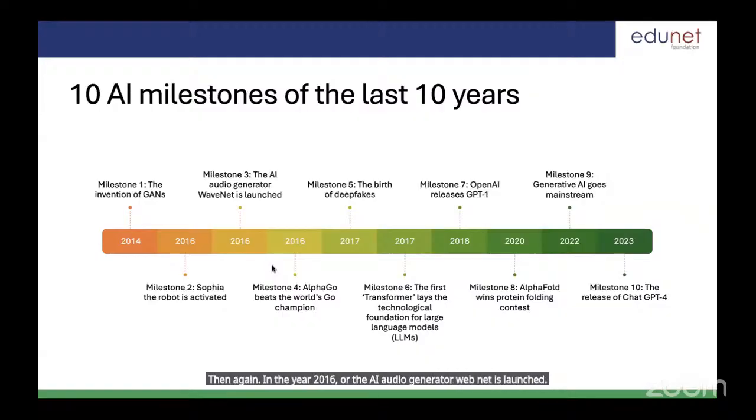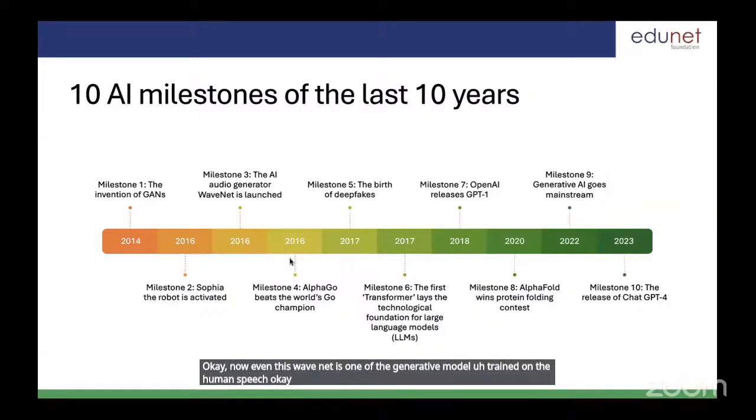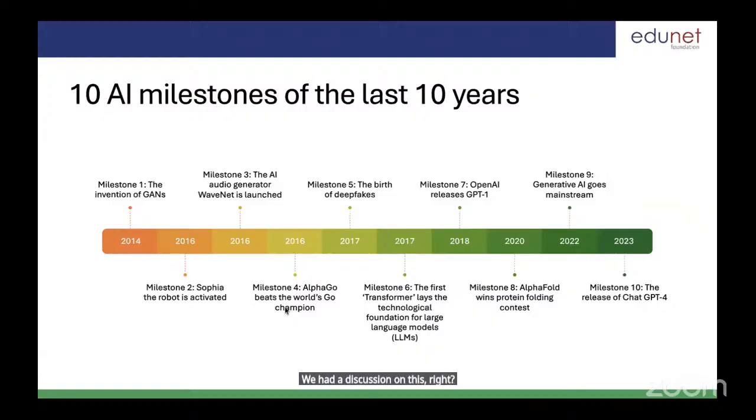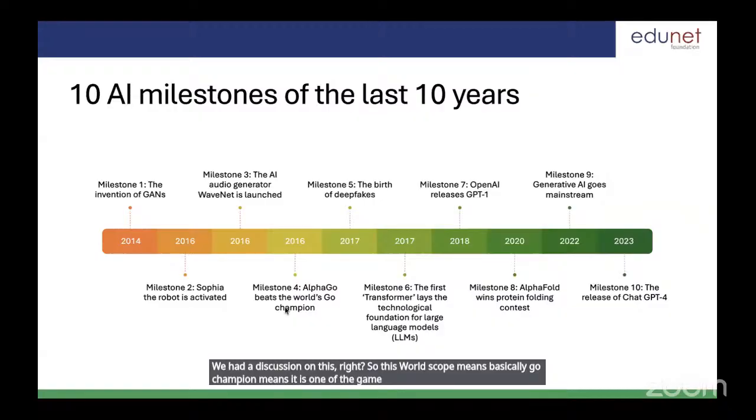Now even this WaveNet is one of the generative models trained on human speech. Then as the years passed, you can see that again in the year 2016, AlphaGo beats the Go champion. While discussing the history, we had a discussion on this, right? Go champion means it is one of the games. So AlphaGo is one of the engines that defeated the Go champion of 2016. Okay, it is also one of the games.